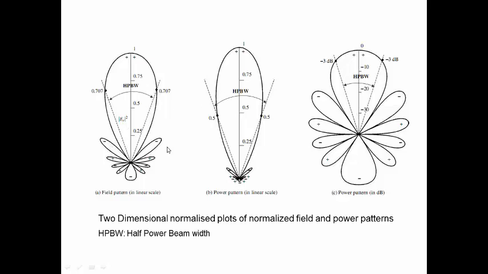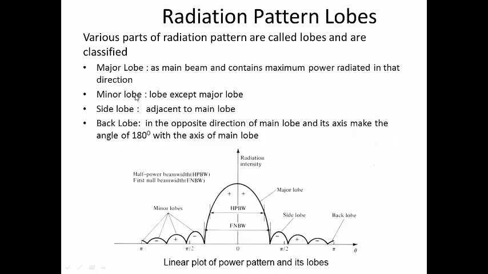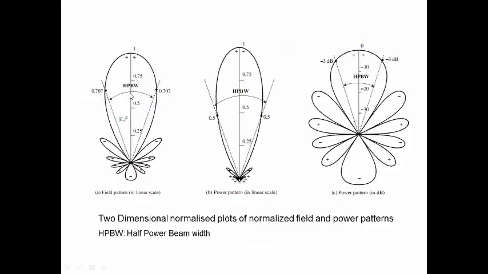Next to the major lobe, there are minor lobes which have power less than the major lobe. Here this is the maximum power after the major lobe, so this is the minor lobe. Similarly here in this pattern you can see this lobe is a minor lobe, and in this 3D pattern this lobe is a minor lobe, which has less power than the major lobe.